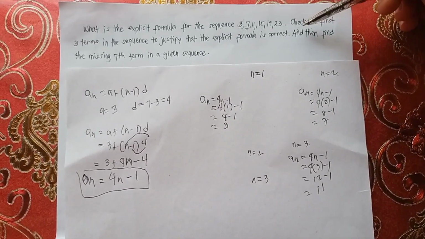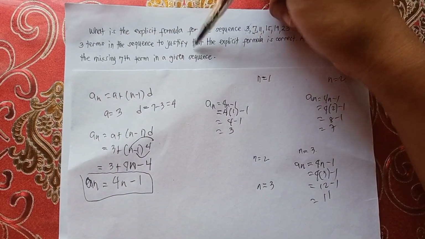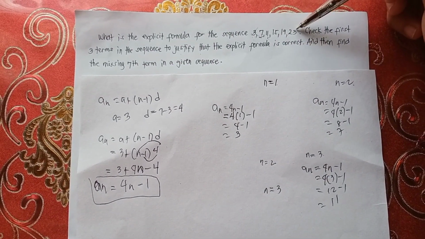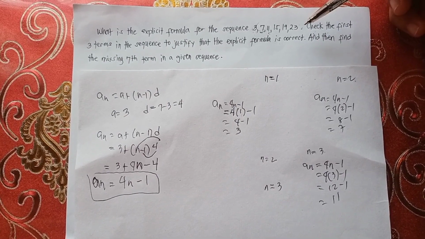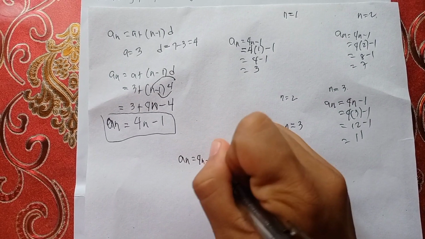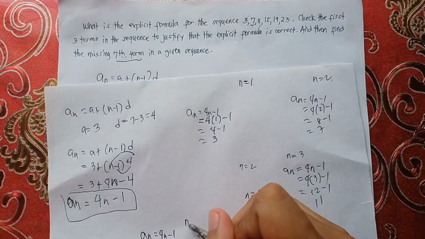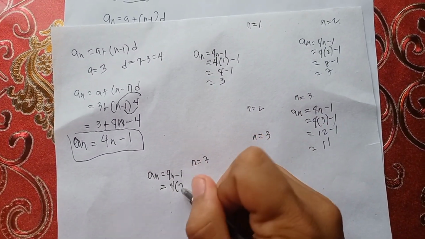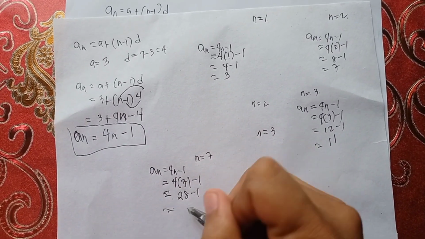Then let us now proceed to the second part of the question. Find the missing 7th term in the given sequence. In our given sequence, we have 1, 2, 3, 4, 5, 6 terms, so we have to find the 7th term. How are we going to find the 7th term? By using the explicit formula, a sub n equals 4n minus 1. Let n equal 7. Substitute: 4 times 7 is 28, minus 1 is equal to 27.